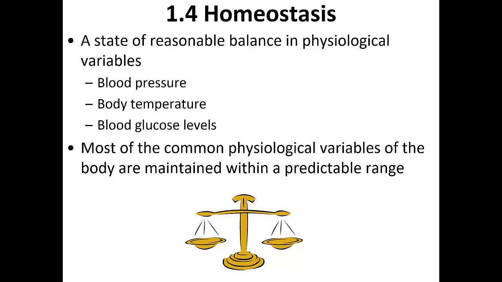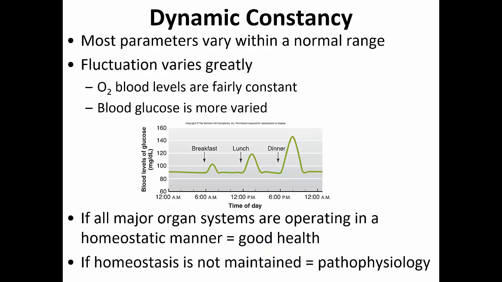constant state. And to be honest, although this becomes a dark discussion quite quickly, the body can't survive much fluctuation in any of those variables, and death results quite quickly if any of those fluctuate too dramatically in one direction or the other. So most of the common physiological variables of the body are maintained within this predictable range, assuming that the body is functioning in a normal manner.